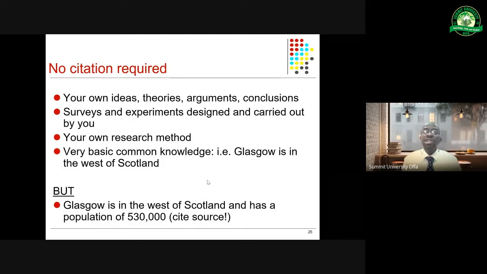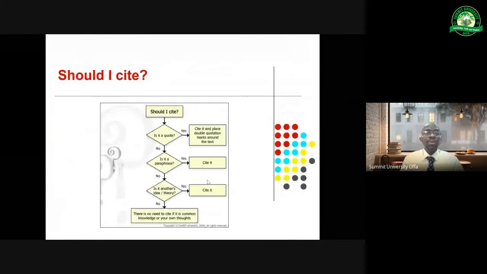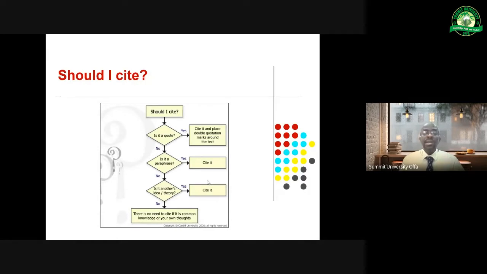But if it is a general knowledge that Kwara State is in Planet Earth, that's a general knowledge. So you don't need to provide a source. So again, this is the summary. You need to ask yourself, at what point do I cite?